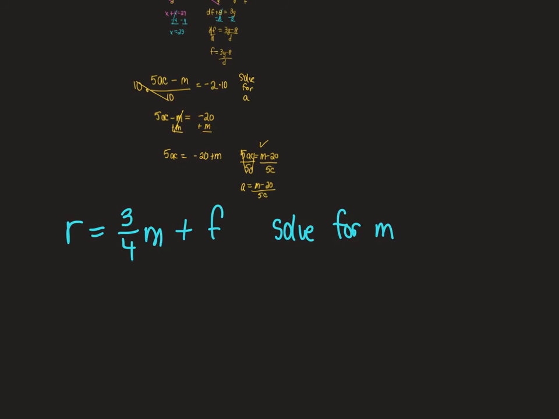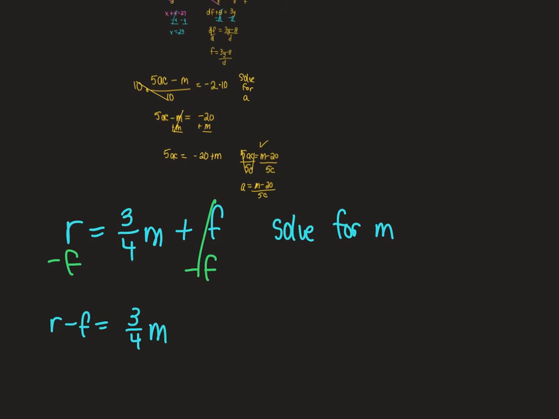All right, let's try this one. I want to solve for m, so I want to keep the m. I need to get rid of the 3/4 and I need to get rid of the f. Do I subtract f first or do I flip and multiply and get rid of that? I subtract f first. Minus f. Cross out, what's my answer? Write it sideways. r minus f equals 3/4 m.